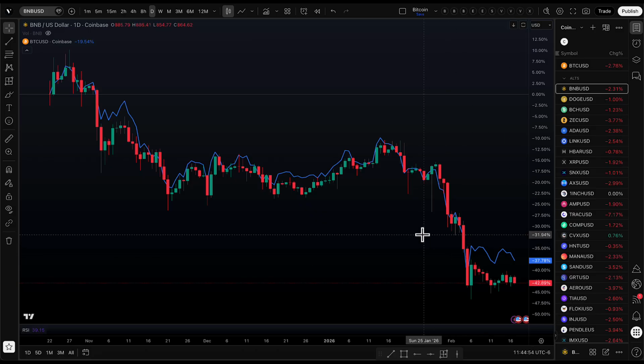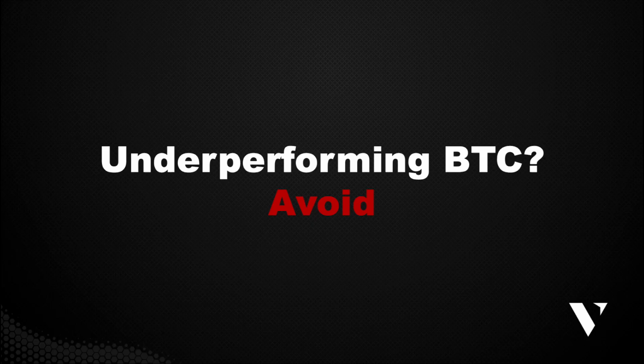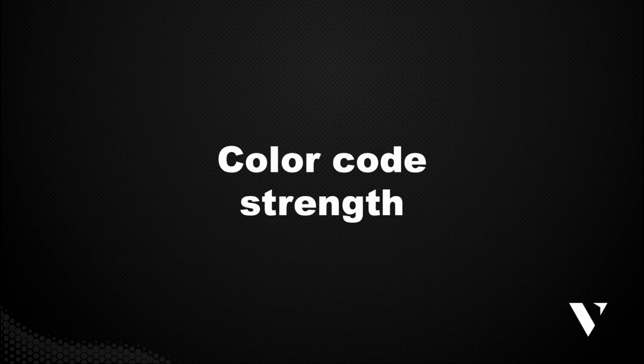Now, for this first pass, we're going to do something very specific here. So what we're actually going to do in this lesson is apply this rule. Underperforming Bitcoin, avoid. But of course, we need to know, how does it underperform Bitcoin? We need to use Bitcoin's fingerprint. And we're going to do something else here. We're going to apply another rule. Color code the strength, and we'll show you what we mean.